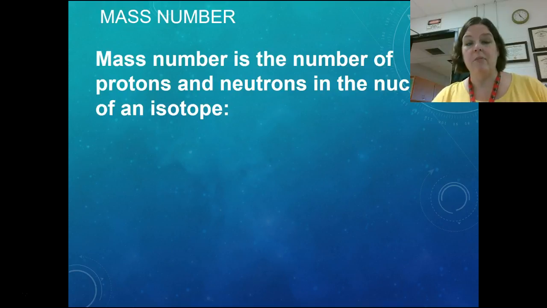But mass number is equal to protons plus neutrons. So the number of protons plus the number of neutrons will give me my mass number. Remember, back to the first slide, protons and neutrons have essentially the same mass. So protons and neutrons are equal, 1 and 1. So if I have 1 proton and 1 neutron, I have a mass of 2, mass number of 2. So let's look at a table.